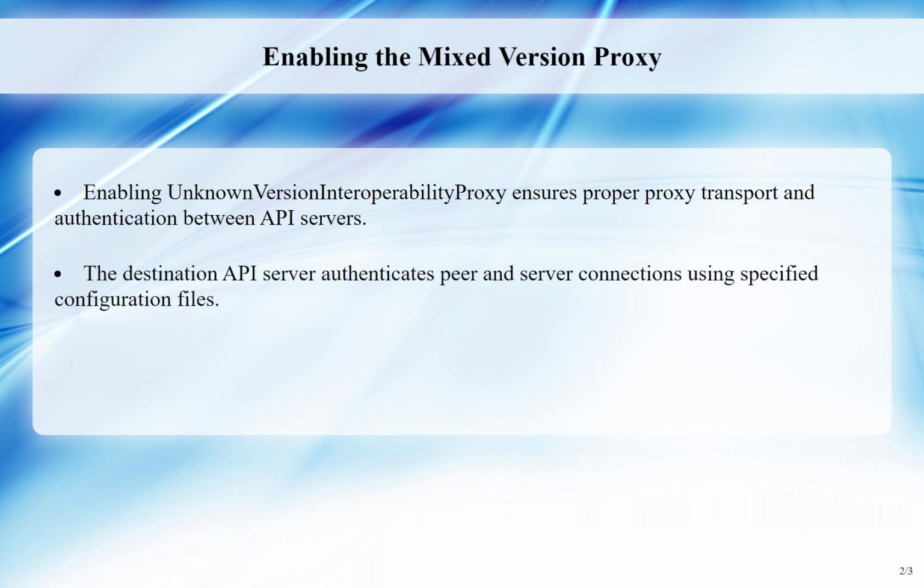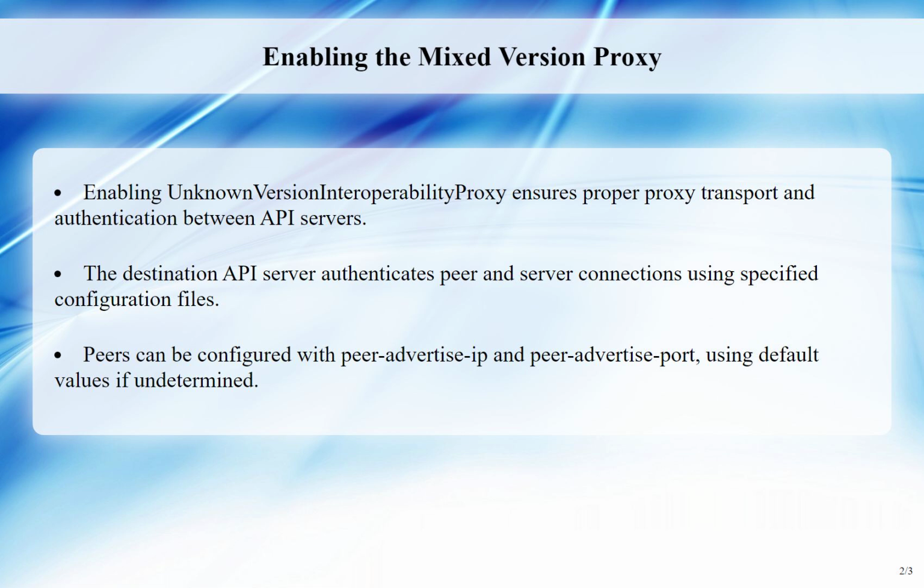The destination API server authenticates the peer connection based on the configuration specified using the --requestheader-client-ca-file argument. To authenticate the destination server's serving certs, a certificate authority bundle must be configured using the --peer-ca-file argument.